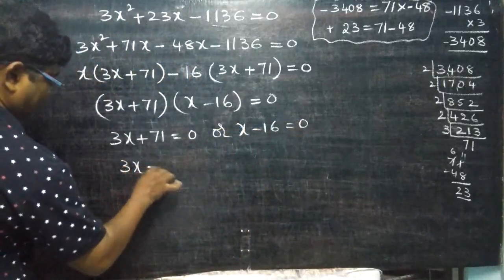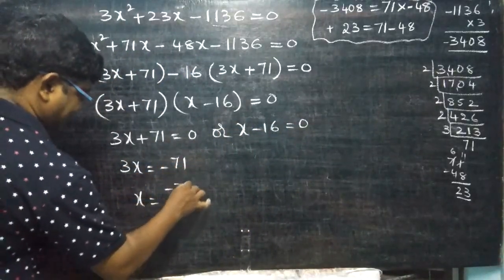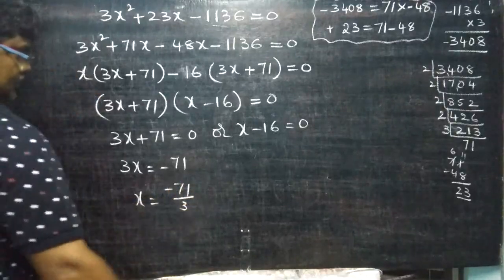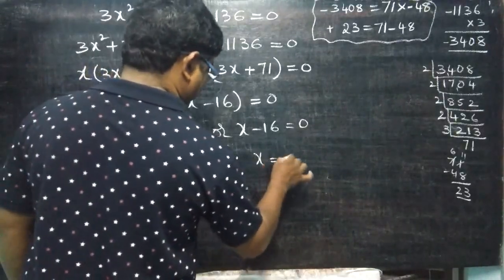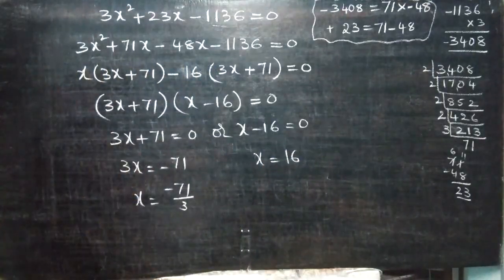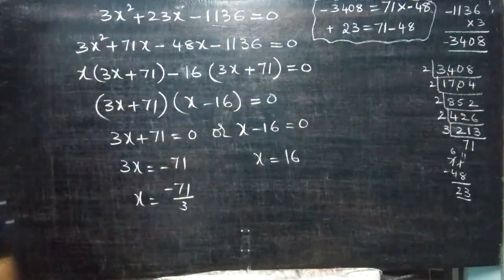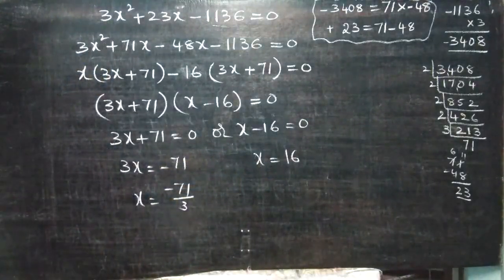3x is equal to minus 71, x is equal to minus 71 by 3. Here x is equal to minus 16 goes from left to right, plus 16. Now we are going to take positive value. So x is equal to 16.